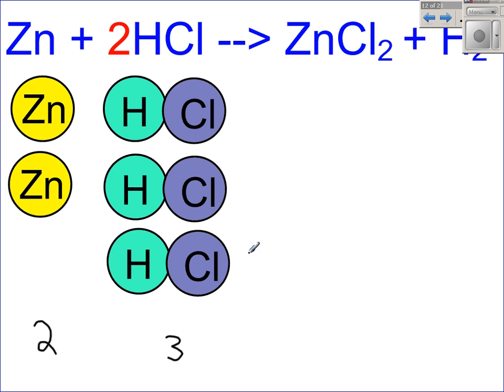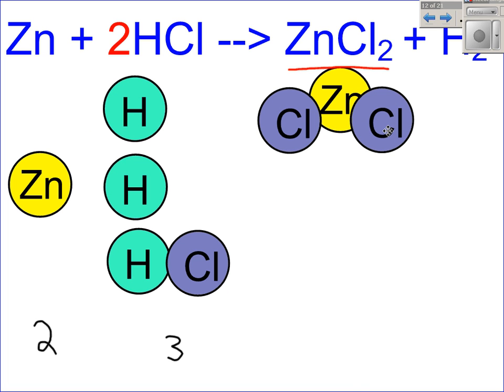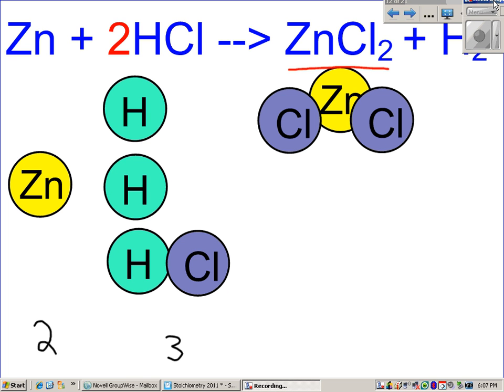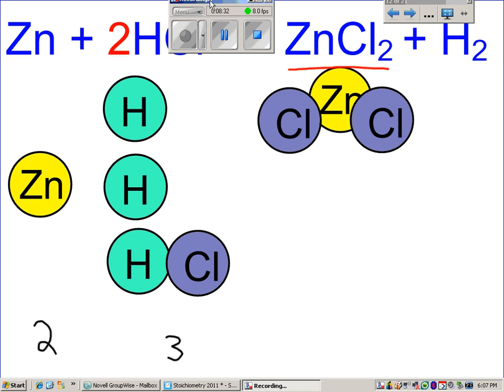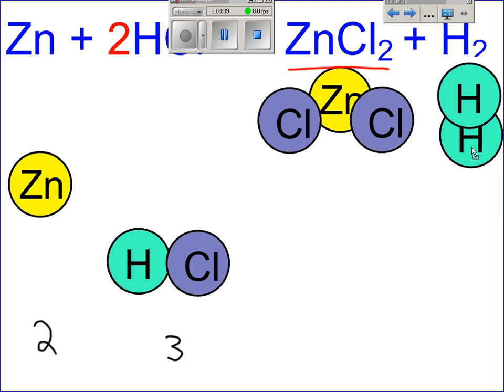All right, our first product is zinc chloride, ZnCl2. That means I need, for 1 zinc, 2 chlorines. All right, perfect. I've done that. My second product is H2. All right, let's see if we can make that. There's 1 H and there's 2 H. All right, I was able to make both of my products.